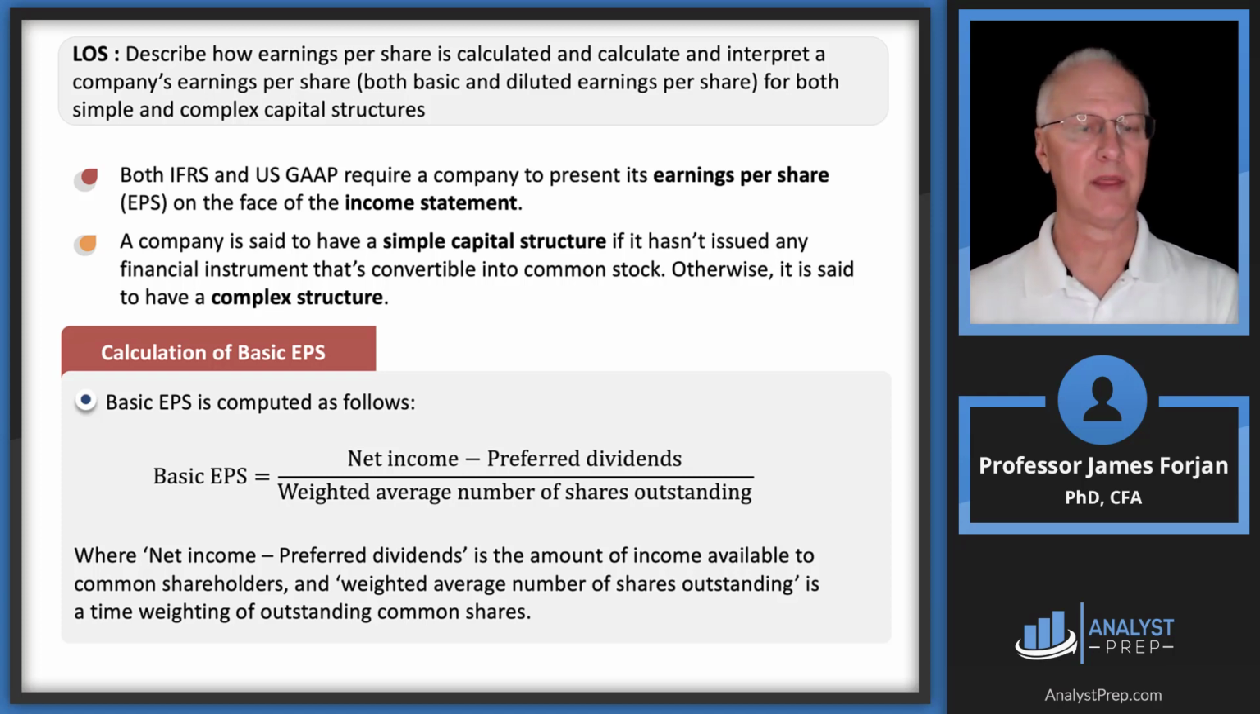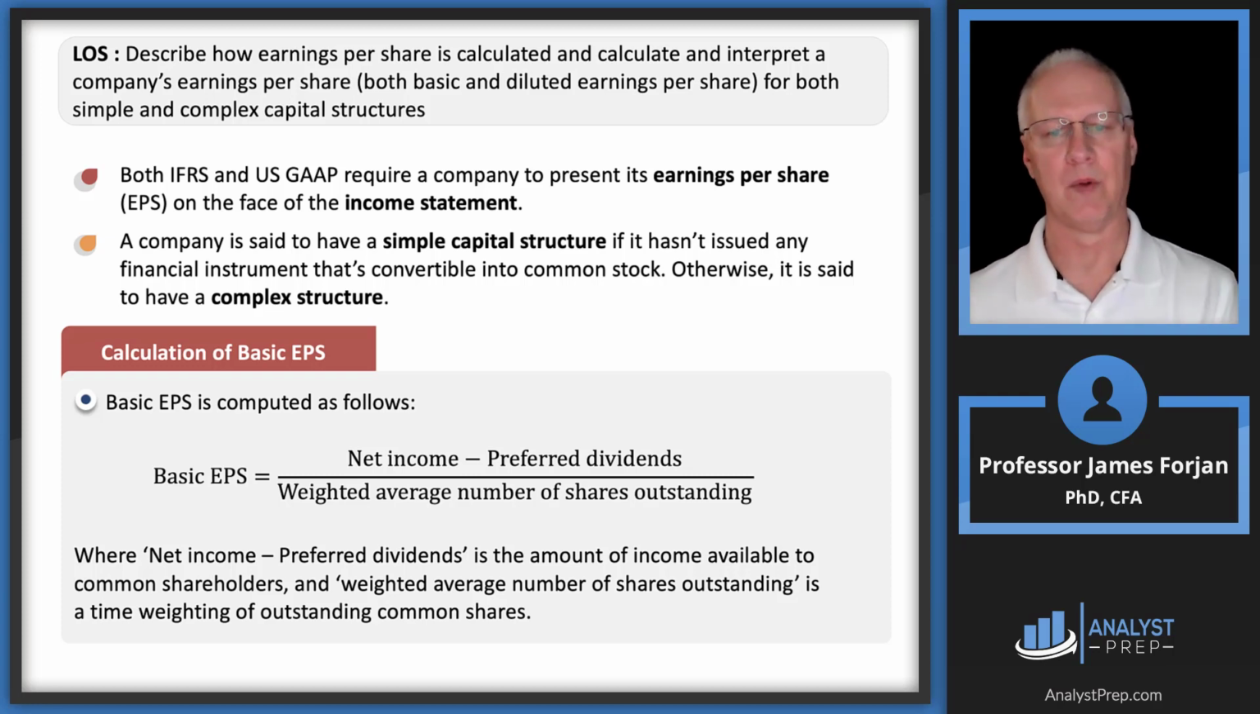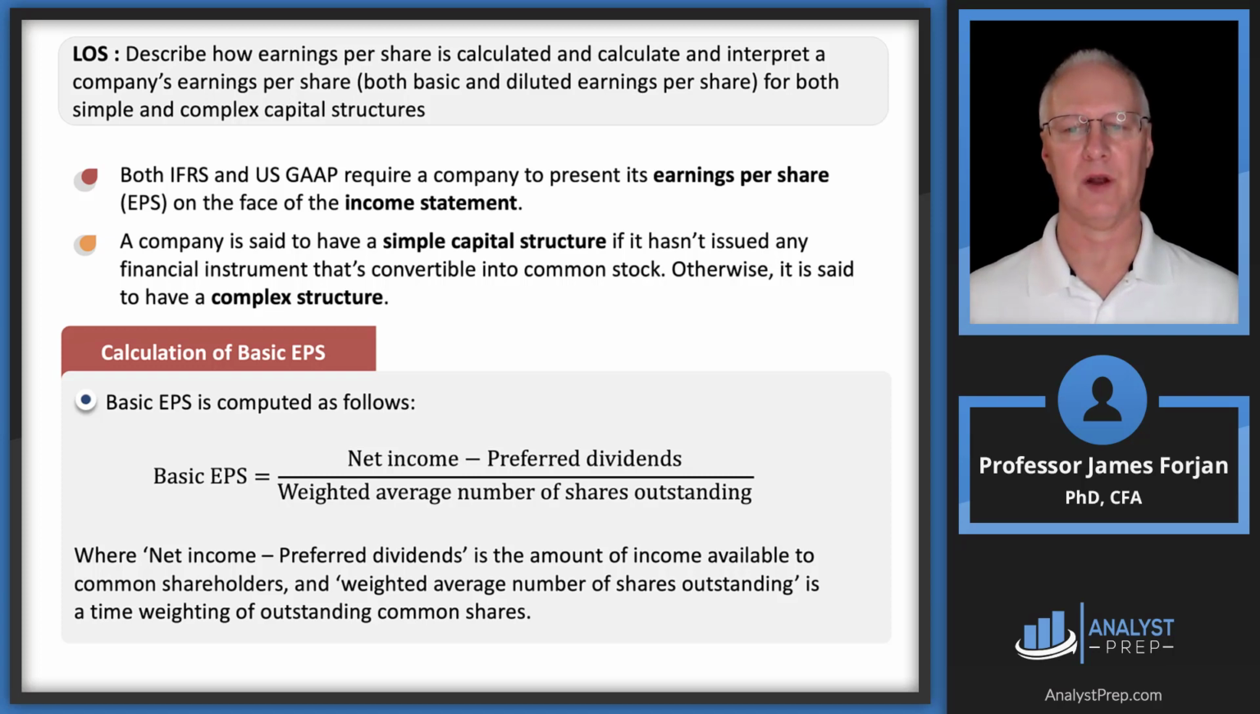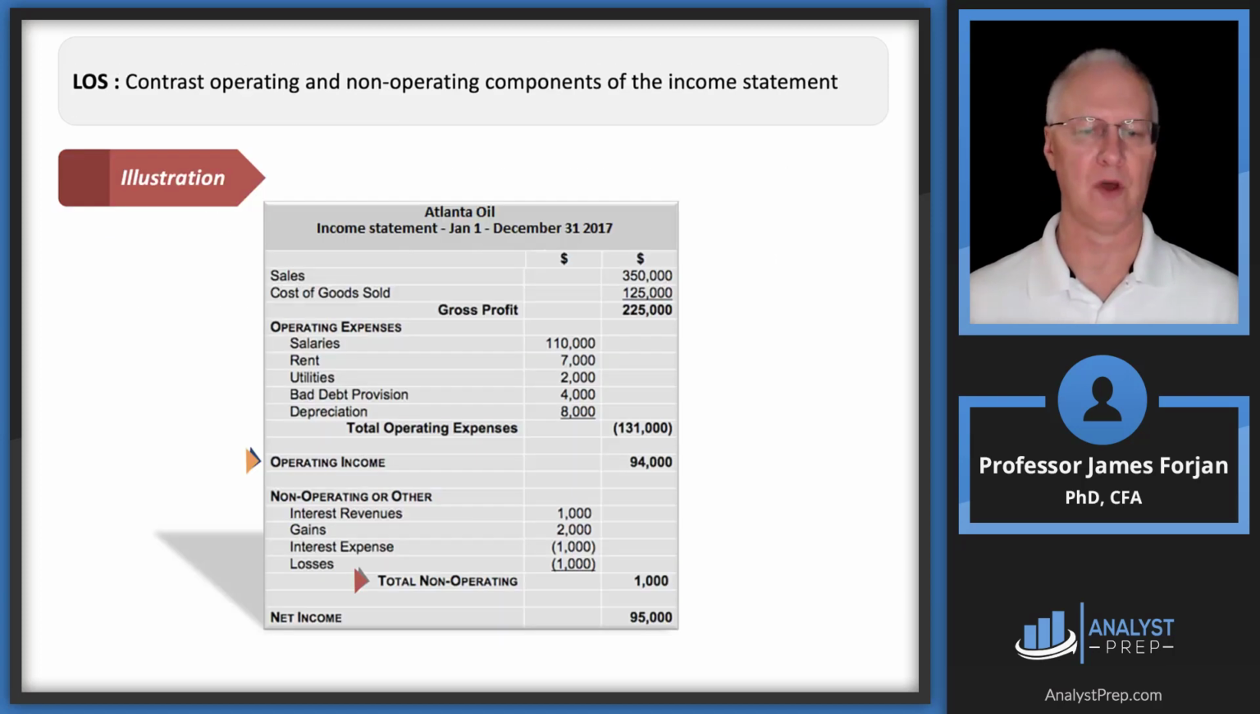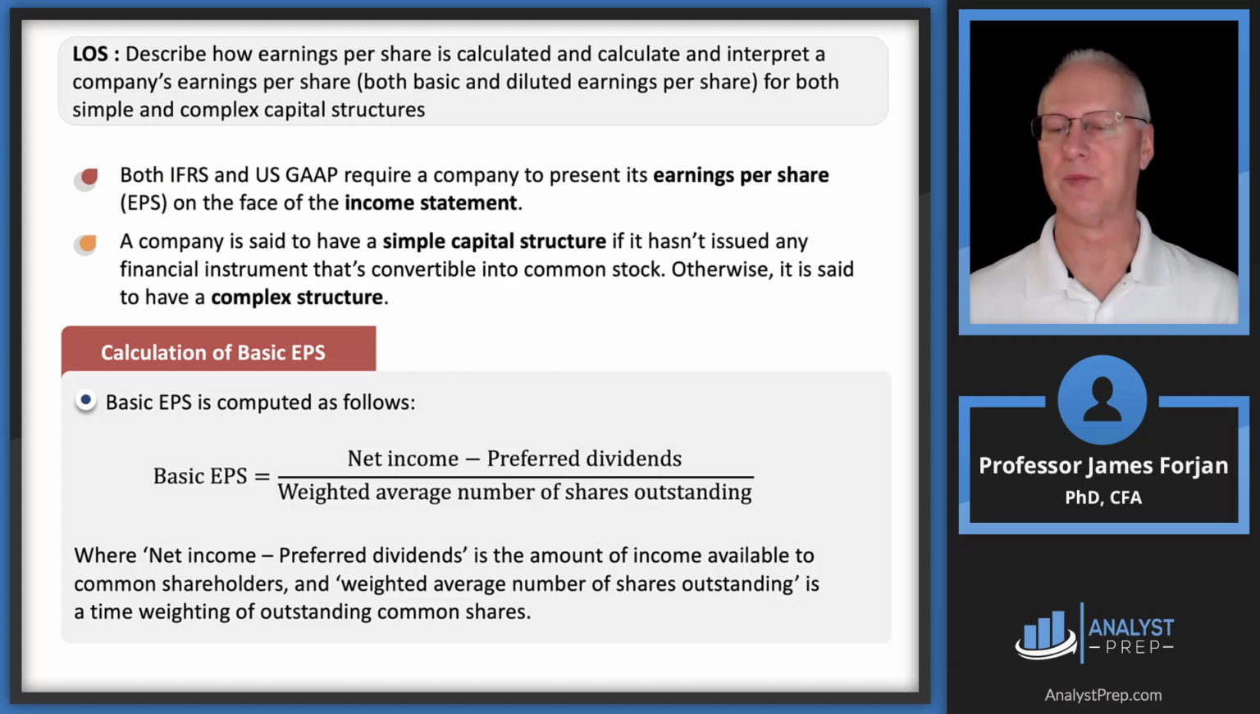Now, one of the interesting things that I'll say to you is if you look in the reading and in the end of chapter questions, you're pretty much given the weighted average number of outstanding shares. So you won't have to compute that. And in fact, the LOS doesn't even ask us to compute. And so just remember, we're weighting those number of outstanding shares in the denominator. So we take the 95, subtract out whatever the preferred dividends is, and then divide by whatever that weighted average number of shares is. So that gives us basic EPS.